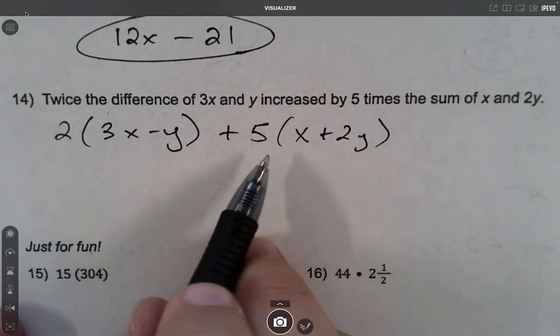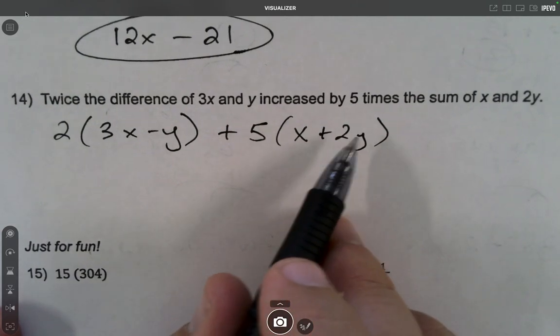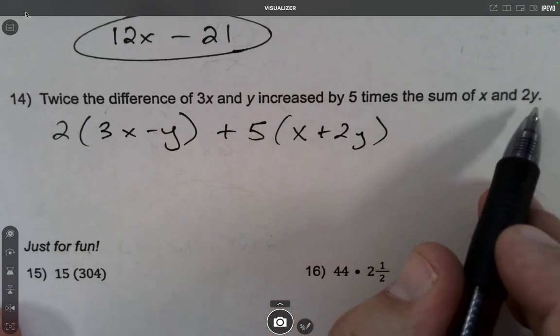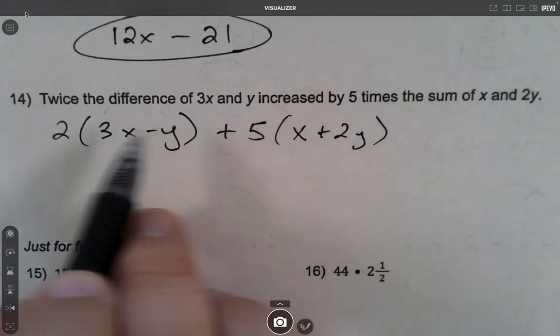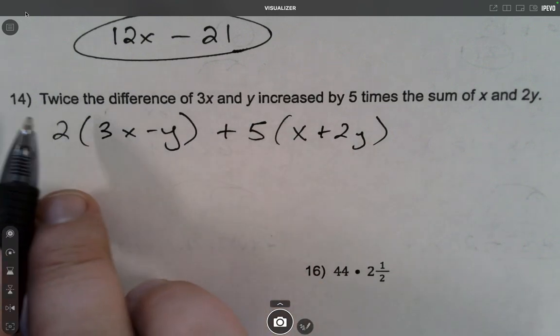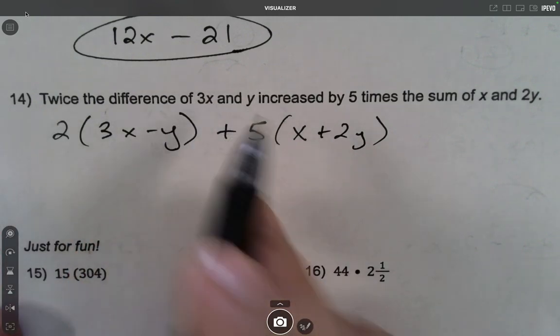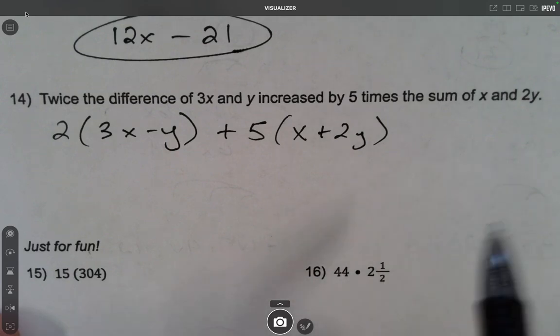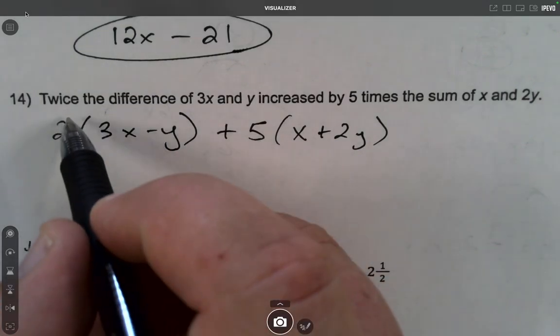But just to enforce, the reason we need these parentheses is we're supposed to multiply this whole sum by 5, not just one or the other. We're supposed to multiply the whole sum by 5. Same over here. We're supposed to multiply the whole difference by 2, not just one piece or the other. So now that we have the expression, we use the distributive property.